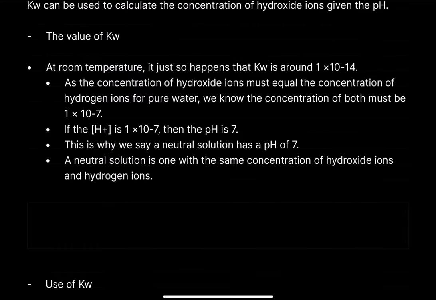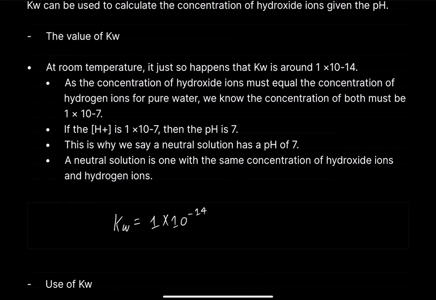I've already explained the H plus part. If H plus is 1 times 10 to the power of minus 7, then the pH is 7. This is why we say a neutral solution has a pH of 7. A neutral solution is one with the same concentration of hydroxide ions and hydrogen ions. That's pretty basic and easy to see. So you need to understand that KW is equal to 1 times 10 to the power of minus 14. I want you to pause and think about the units for KW. I'm going to pause the video now and try and think of a unit for KW.